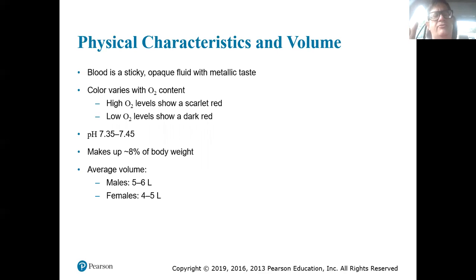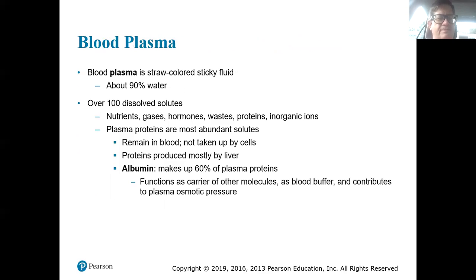Blood has a pH of 7.35 to 7.45. That's a little on the alkaline side, a little above neutral, but it's pretty close. It makes up 8% of the body weight. You've heard that. It was in that little video on the second page of this chapter. The average volume in males is 5 to 7 liters of blood for the human body, and for females, 4 to 5. The difference is only based on the size. There are a lot of women who are smaller than men, and so women have slightly smaller bodies, slightly smaller amounts of blood in the body.